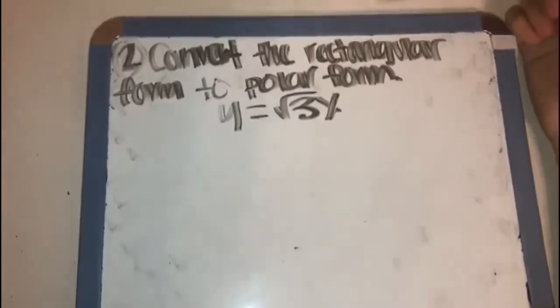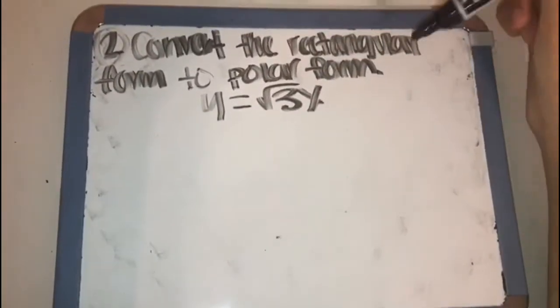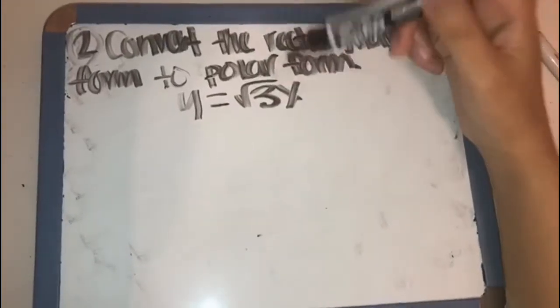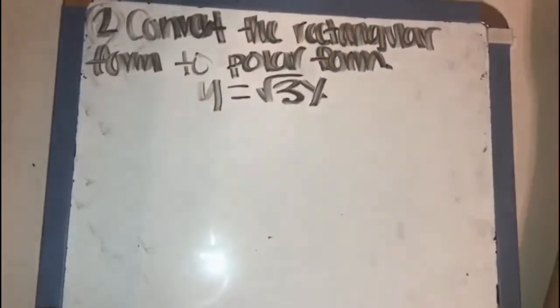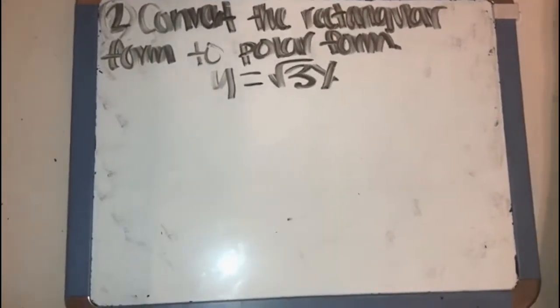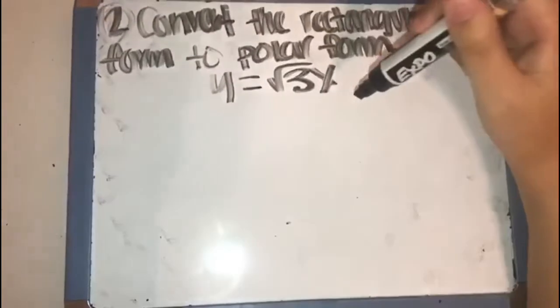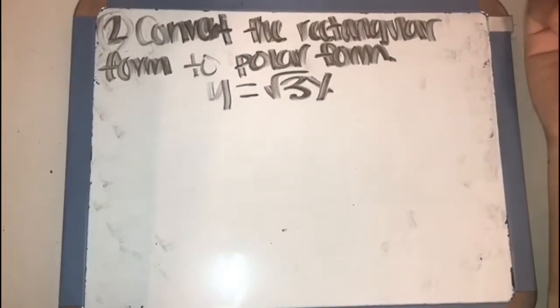Okay, so this problem consists of converting the rectangular form to polar form. So this is already in rectangular form. Now we have to do the opposite and turn it into polar form. Last time, in the first question, it was already in polar form, then we had to convert it to rectangular form. Now it's a reverse question, okay?